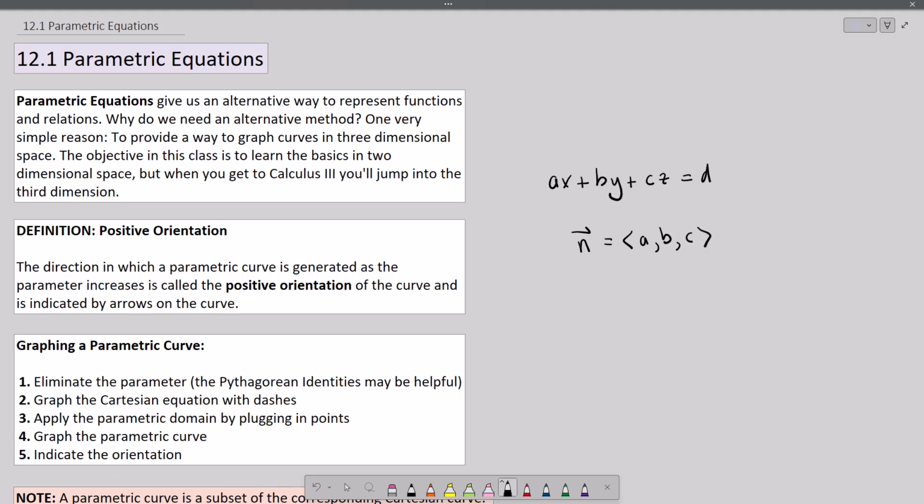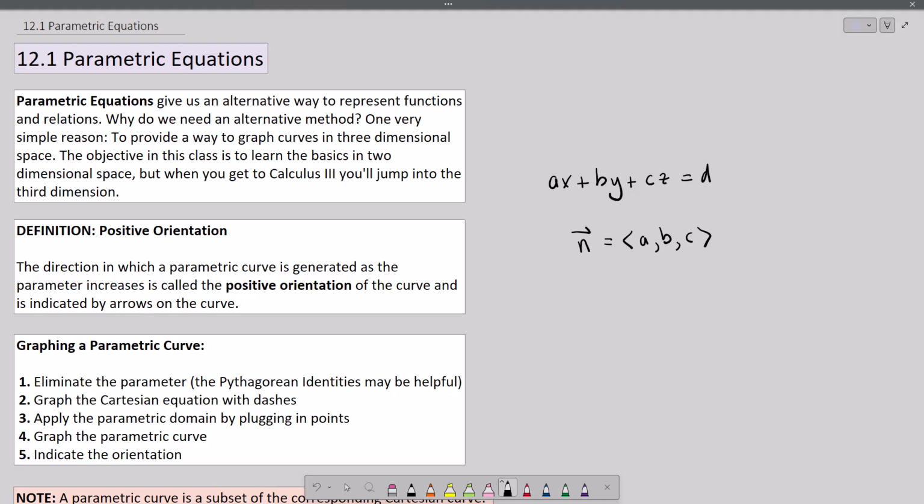This plane is sitting in three-dimensional space, and if you pluck off these three coefficients, a, b, and c, that's going to create a vector that's going to be perpendicular to the plane. It's going to be like a handle on the plane. So this is a plane in three-dimensional space. That vector is called the normal vector to it. It's a perpendicular vector to that plane. So it is not a line, though.